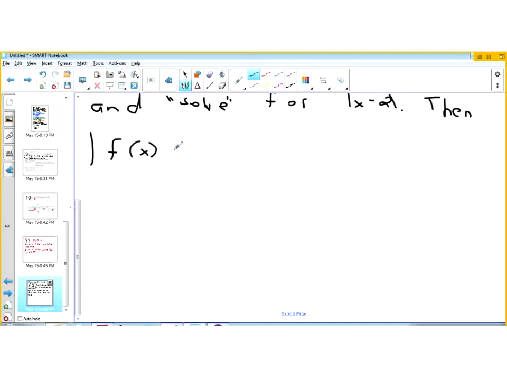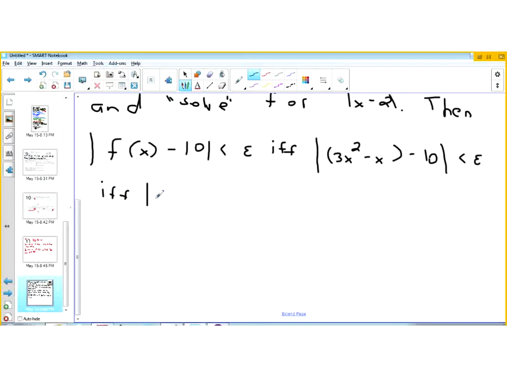Okay, so all right, so then what happens is, if we were to do this, the absolute value of f of x minus 10 is less than epsilon if, and only if, I plug in the value for my f of x, which is 3x squared minus x minus 10, is less than epsilon.